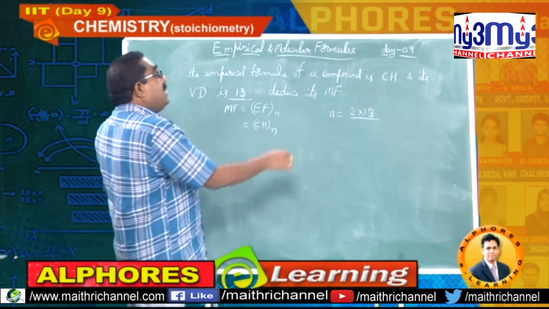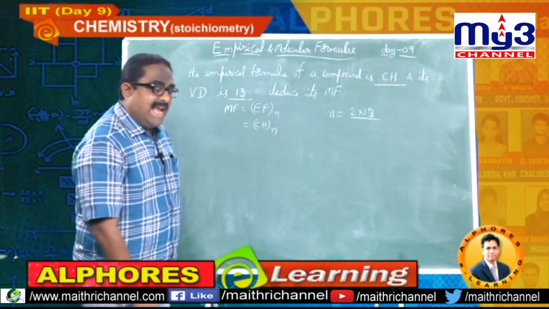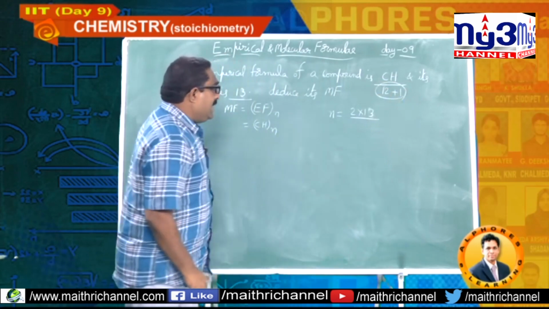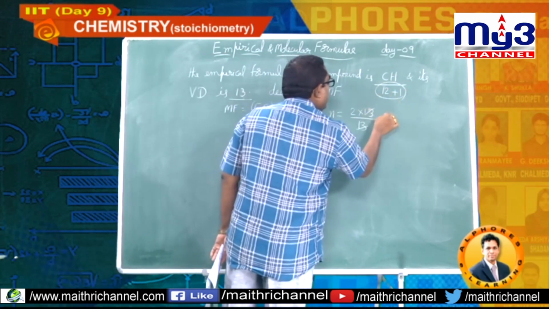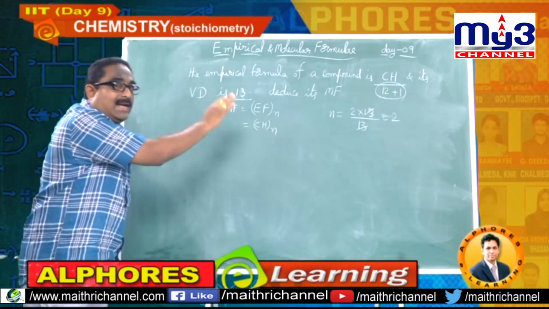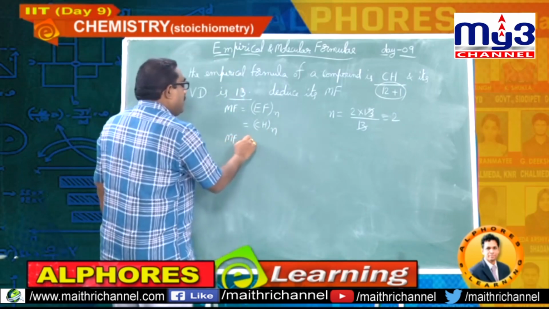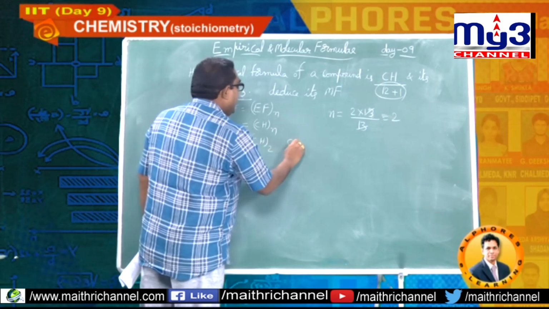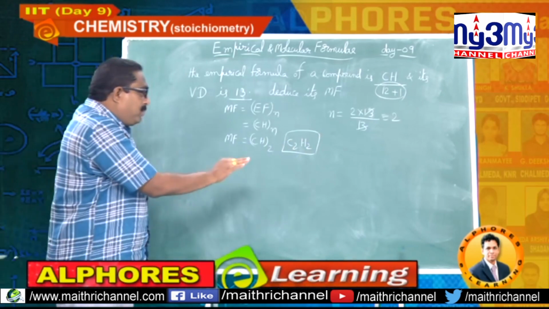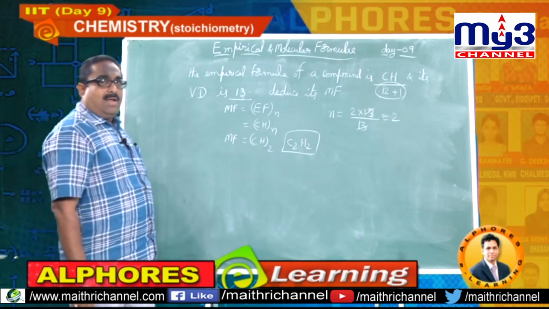Right. Now empirical formula mass means, what is the empirical formula given? CH. C means 12 and hydrogen means 1, that is total 13. So we will get it as exactly 2. That's why I corrected it. N equal to 2. So you can simply write molecular formula is equal to CH taken twice, that is C2H2, nothing but our acetylene. This is the simplest numerical application based on the empirical and molecular formula concept.